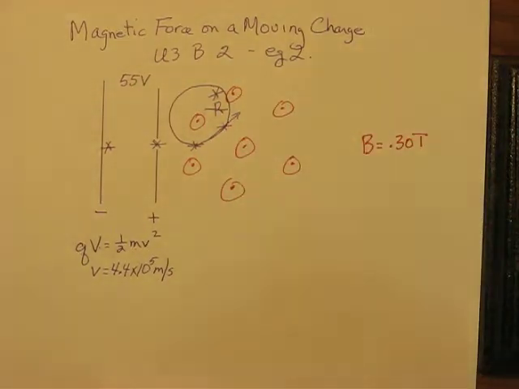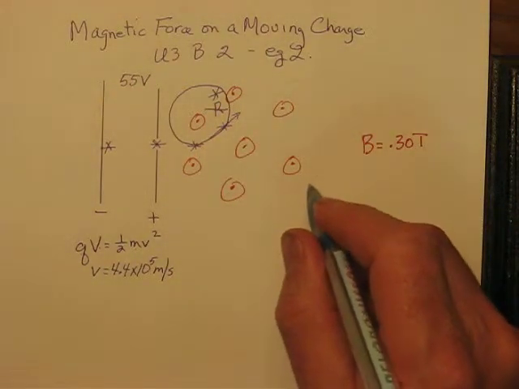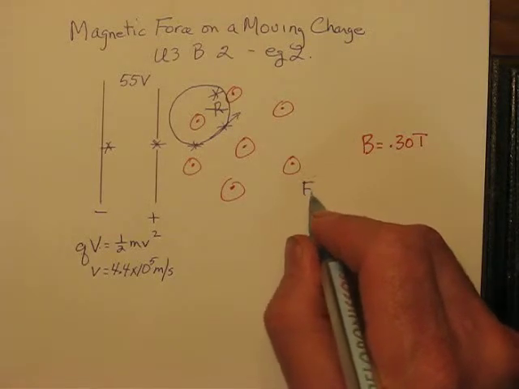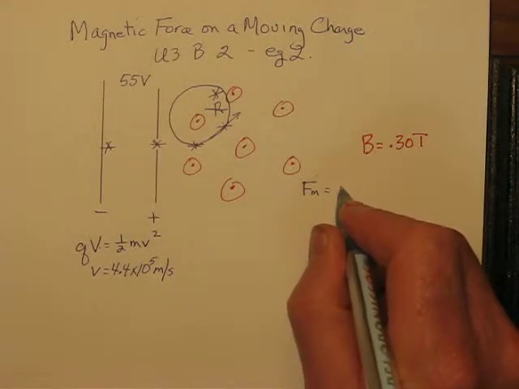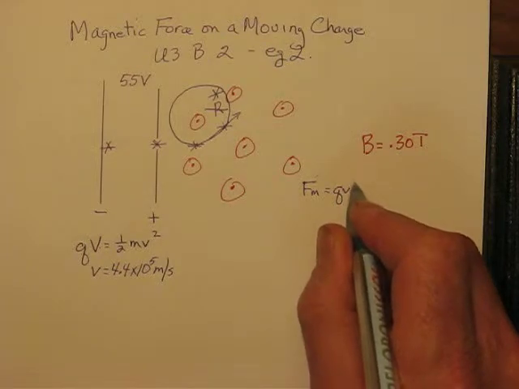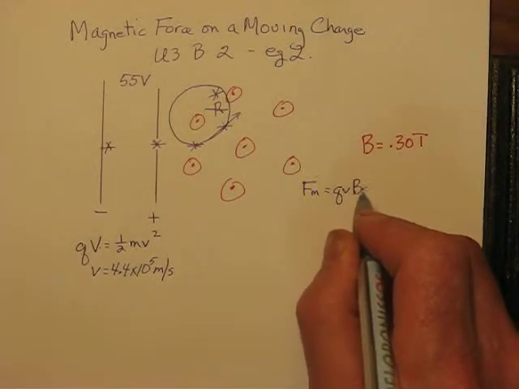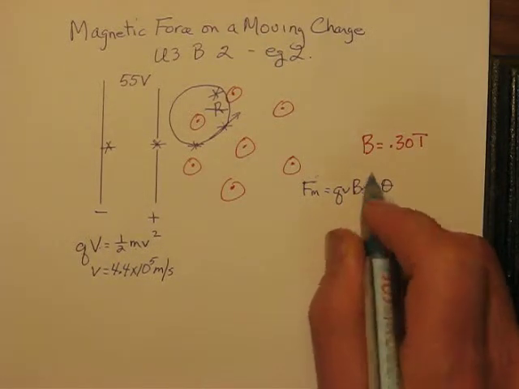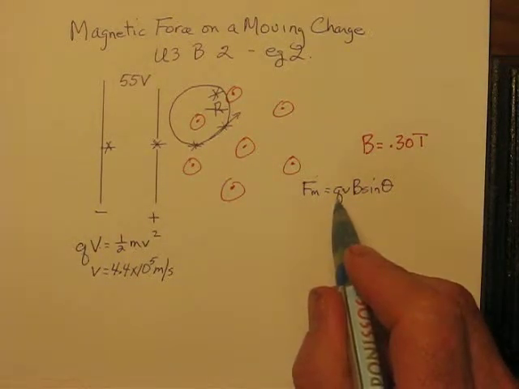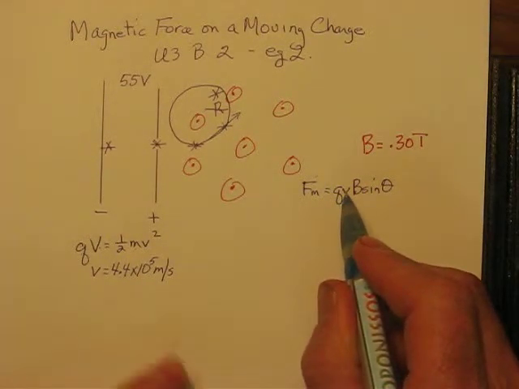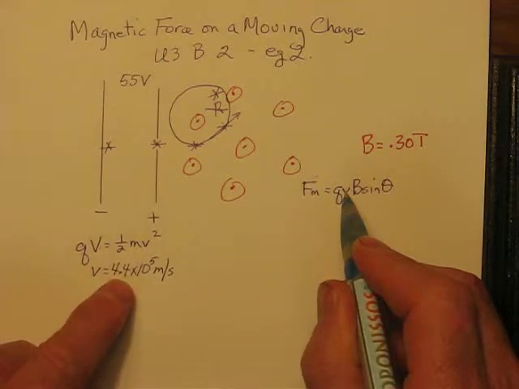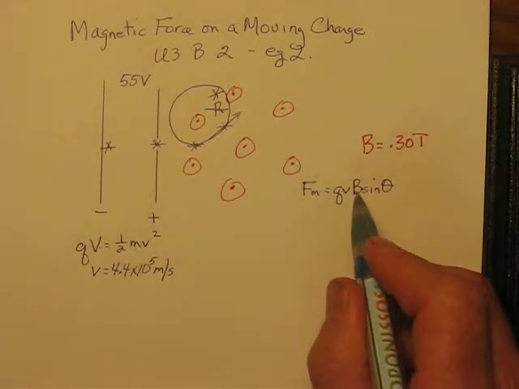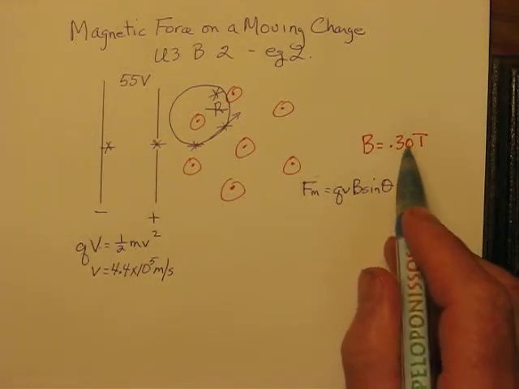To calculate the radius of the circle, we first calculate the magnitude of the magnetic force, which can be calculated with this formula: QvB sine theta, where v is the speed of the charge and B is the magnetic field. I'll explain the sine theta here in a bit. Q, of course, is the charge on an electron. V is the speed of the electron, which is this over here, 4.4 times 10 to the 5. B is the magnetic field magnitude, which is 0.30.